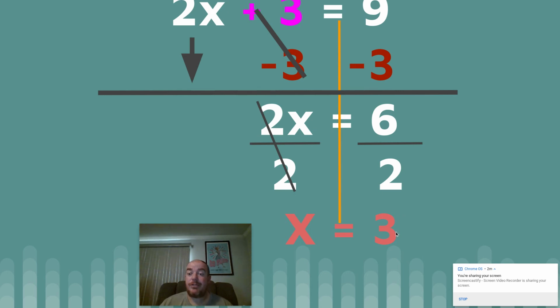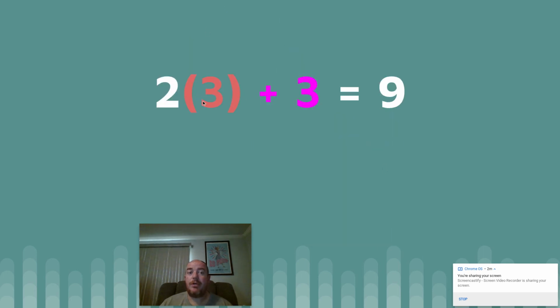That is the answer, so I want to double check and make sure this is correct. I'm going to take this 3 and put it up here where the x goes. So instead of an x, I'm going to put a 3. So 2 times x, or 2 times 3, plus 3 is equal to 9. So 2 times 3 is 6, plus 3 is equal to 9. So that does work, so that is our correct answer.